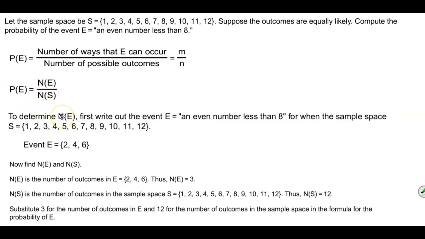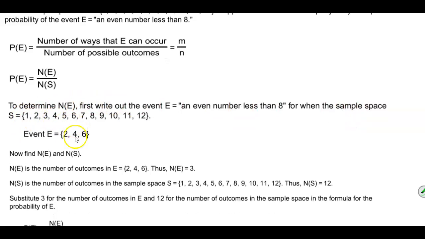So to determine the number with event E, we're going to first write out the event E, which is equal to an even number less than 8 for when the sample space is equal to the following. If we take a look at all the even numbers, they are 2, 4, 6, 8, 10, and then 12. But the definition states that this even number is less than 8. It doesn't say equal to 8. So therefore, we can only include the numbers that are less than 8, which are 2, 4, and 6. So event E is going to have the items 2, 4, and 6.